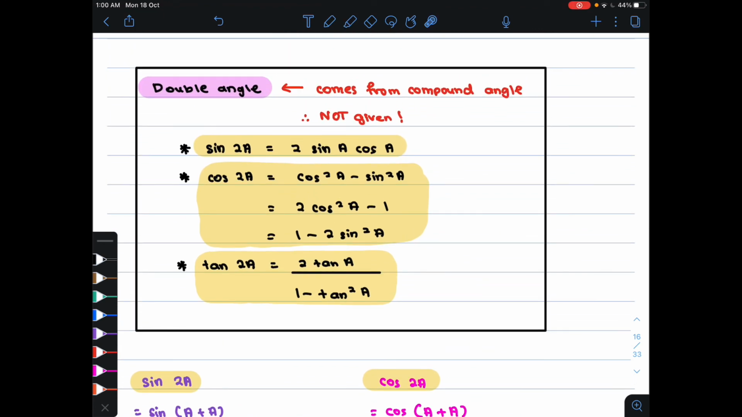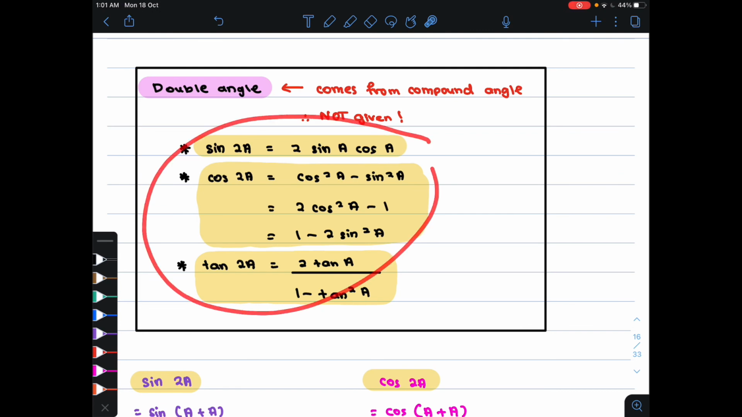So that's how you find the double angle formula for sin 2A, cos 2A, and tan 2A. You can either memorize these formulas or you can apply the concept that I taught you just now in order to find the double angle formula.